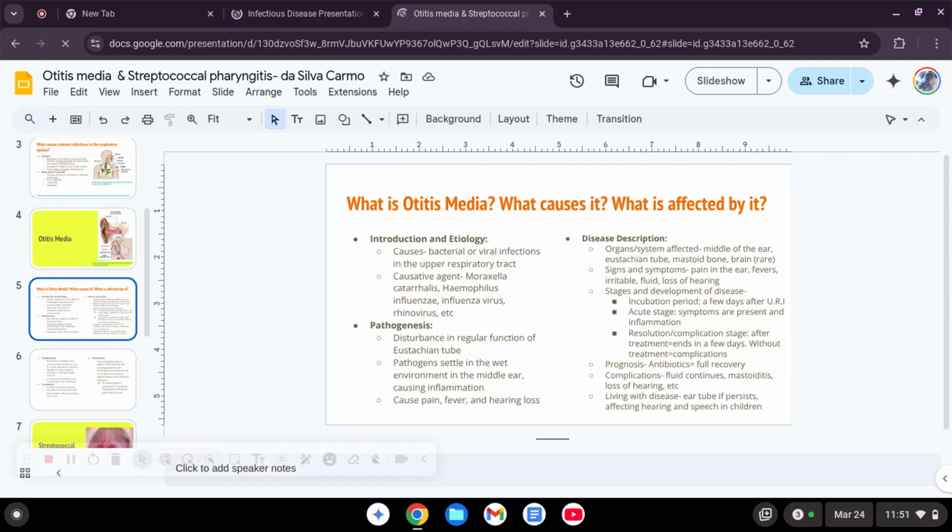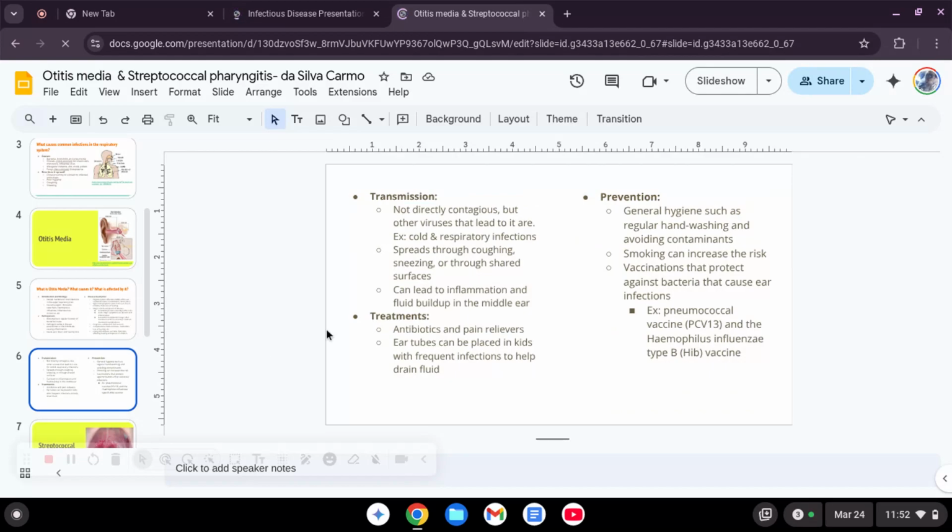Chronic symptoms of otitis media can be very hard for young children, which might require surgical intervention. However, with diagnosis and antibiotics, it can be fully cured with little to no complications. Transmission, it is not directly contagious, but the virus and the bacteria can lead to it being contagious, like how you pick it up.